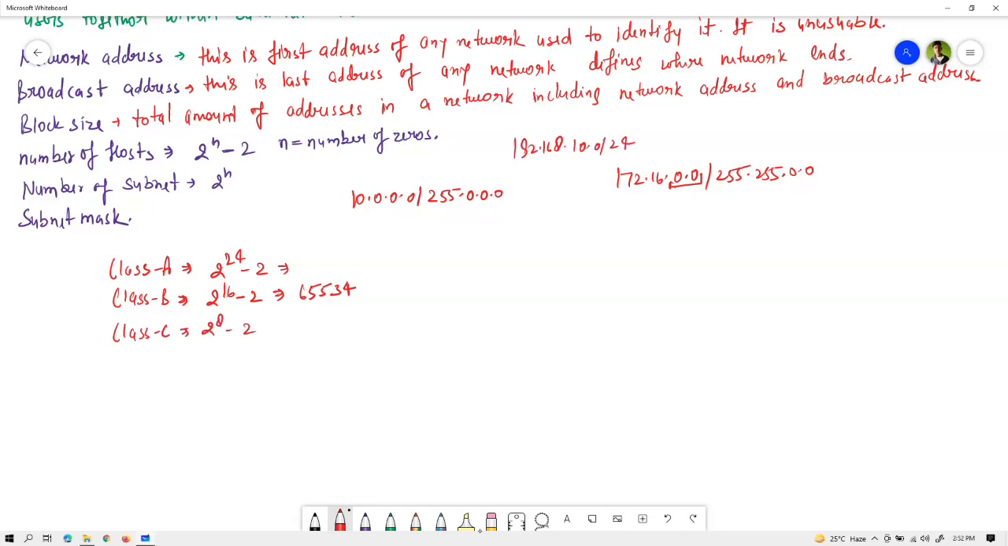Okay, so it will be 255.255.0, 254. 2 to the power 8 means 256. Clear? So this is how we can calculate the number of hosts. I will show you many examples.